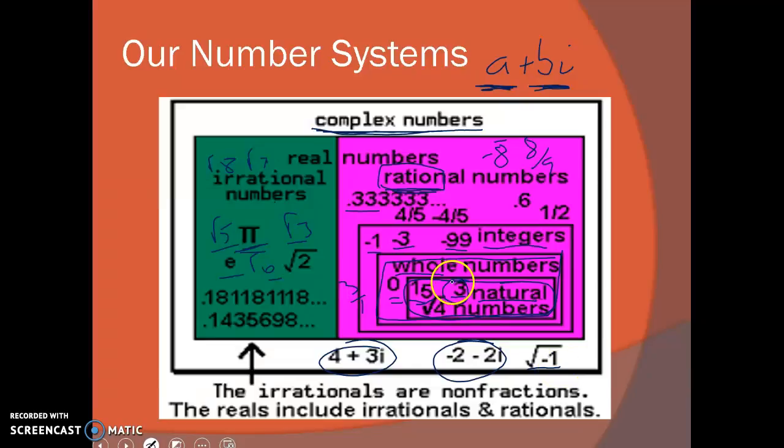The number 3 is a complex number. It would just be 3 plus 0i, because we usually write the real component first and then the imaginary component. So that's a quick look at the number system.